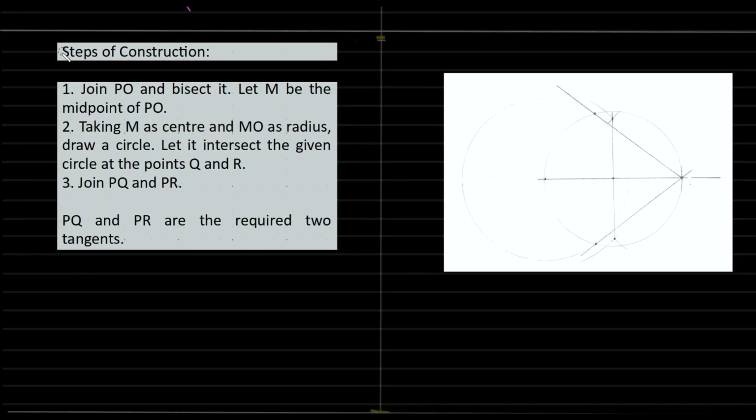Let's look at the steps of construction. So what did we do? First is we joined OP. So let's identify where is O and P. Okay, this is O and that's P. Bisect it. We have bisected it. Let M be the midpoint. Taking M as a center and MO as the radius, draw a circle. Let it intersect the given circle at points R and Q. Join PQ and PR, and these are your two tangents. That's it.